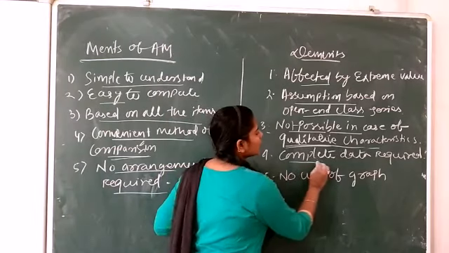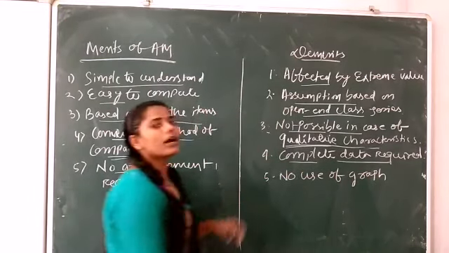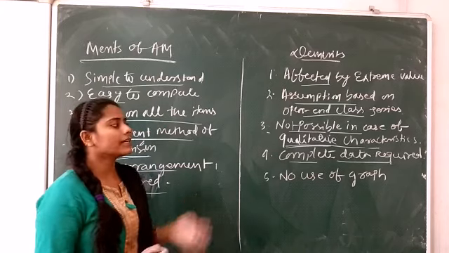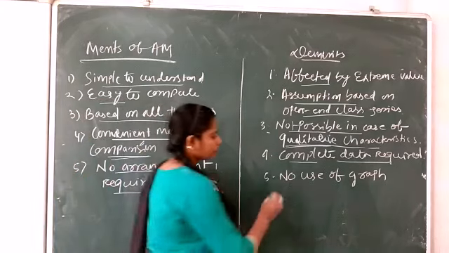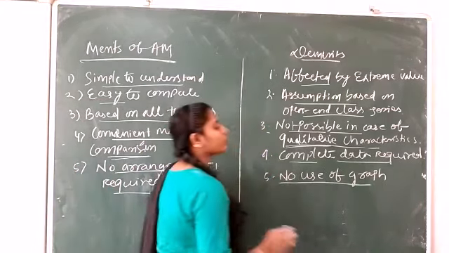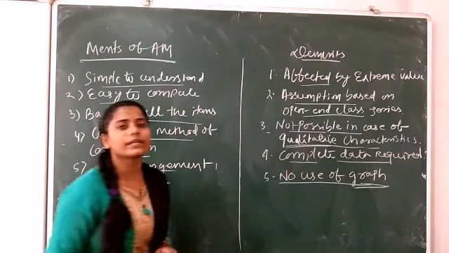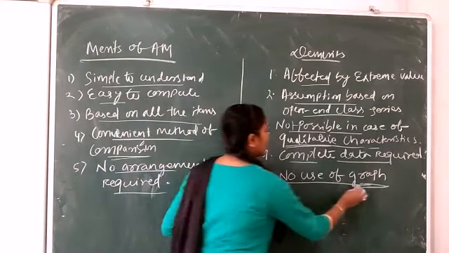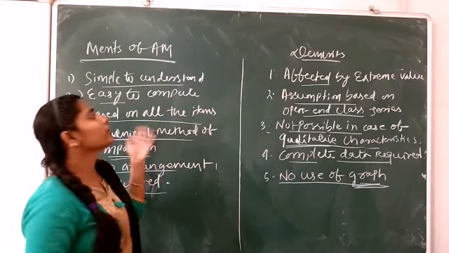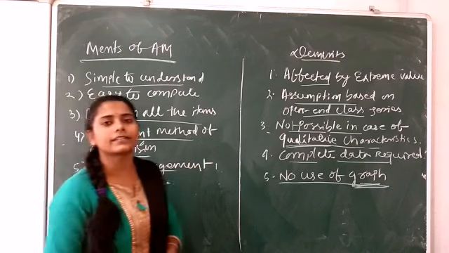The next is complete data required. To calculate the arithmetic mean, the data are required in complete form. The last is no use of graph. So we cannot calculate arithmetic mean by using a graph. So this is all about merits and demerits of the arithmetic mean.